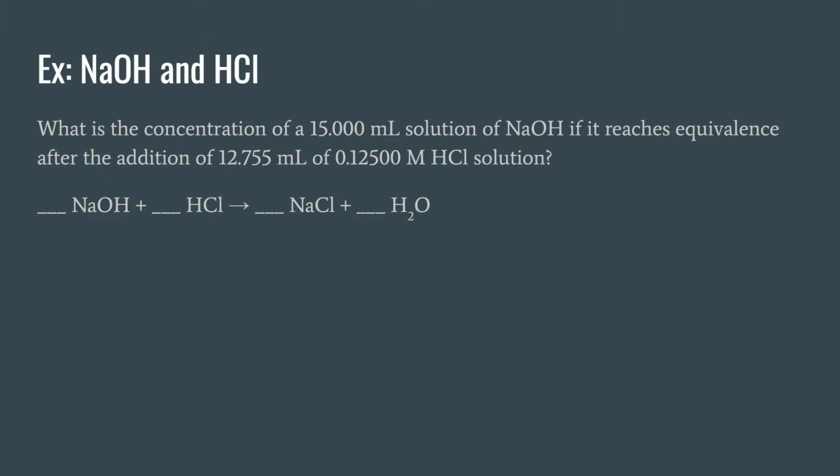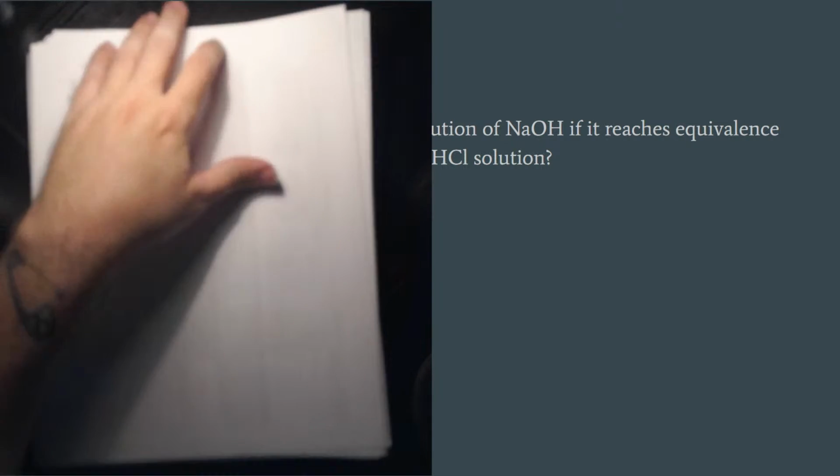Well, we need a balanced reaction, and I'm being kind of tricksy about this. This is already balanced. It's 1 to 1 to 1 to 1. Okay, so we're starting off easy here, which means that at equivalence, the number of moles of hydrochloric acid is exactly equal to the number of moles of sodium hydroxide. Okay, so that just makes it a little bit simpler.